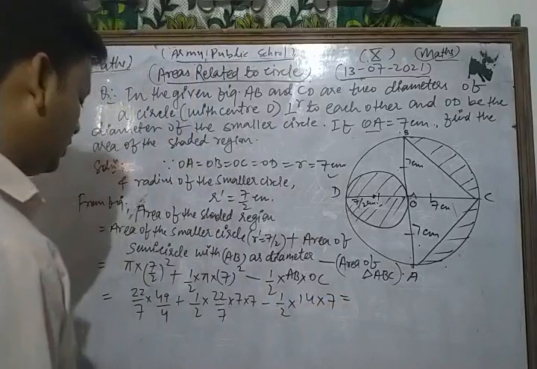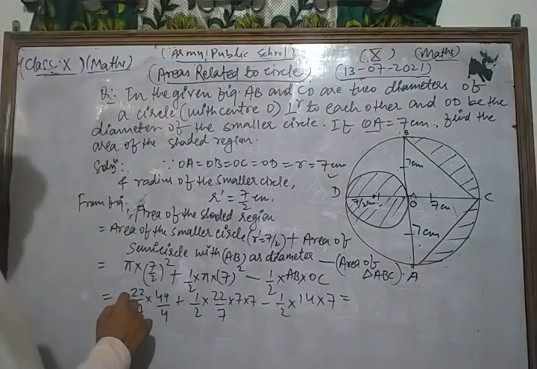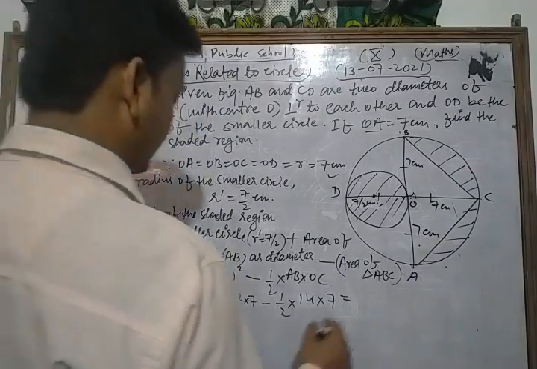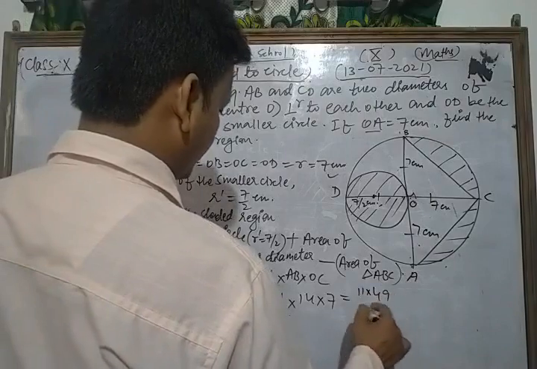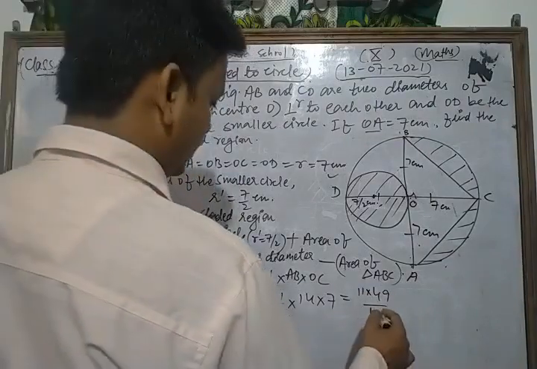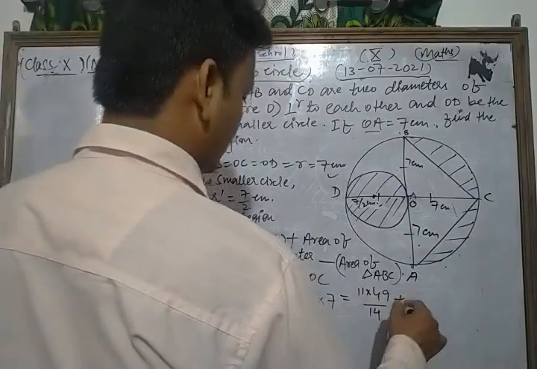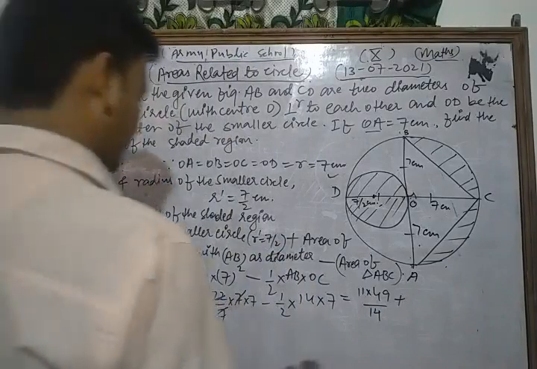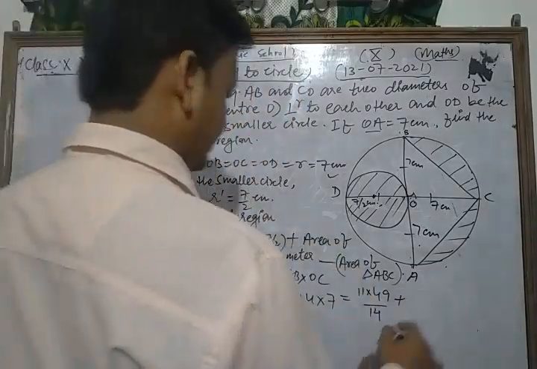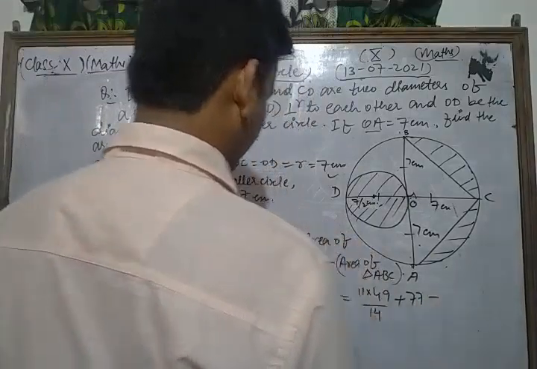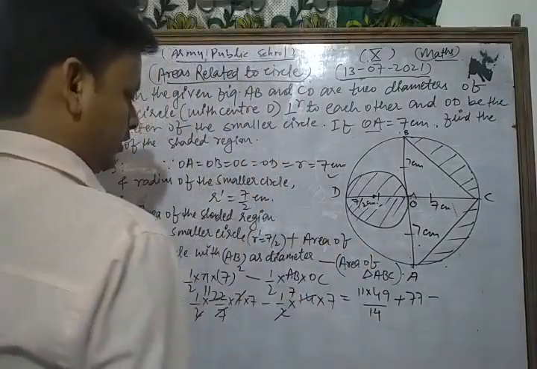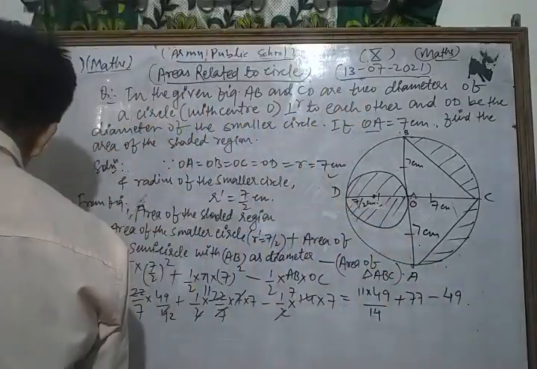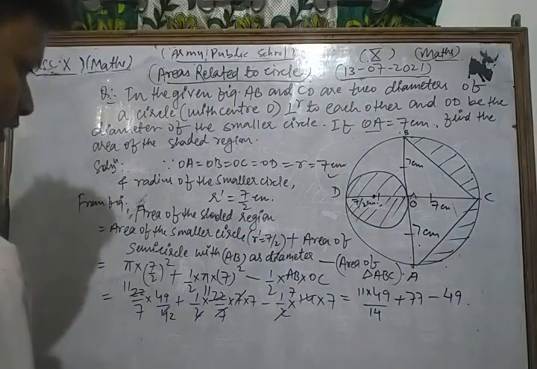Now look here, 2 11s are 11, into 49 upon 7, 2s are 14. My plus here, 7 7 cancel to each other. 2 11s are 11, 7s are 77, 11 7s are 77, minus 2 7s are 7, 7s are 49, minus 49.